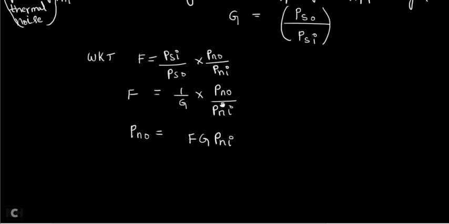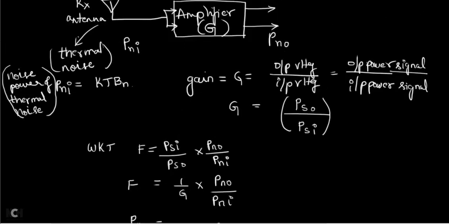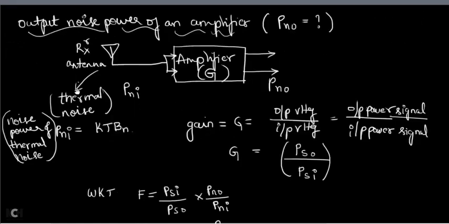If you cross multiply, PNO you keep on one side, G into PNI you take to the other side and multiply with F. So you will get PNO is equal to F into G into PNI. What is this PNI? PNI is the input noise power for the amplifier. For the amplifier, the input noise power is coming from the antenna. And for the antenna, what is the input noise power? Thermal noise. For thermal noise, what is the expression? PNI is equal to KTBN.